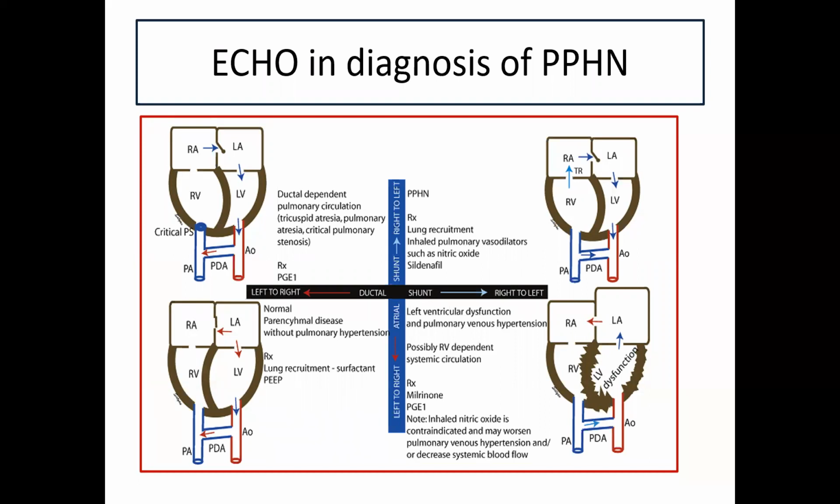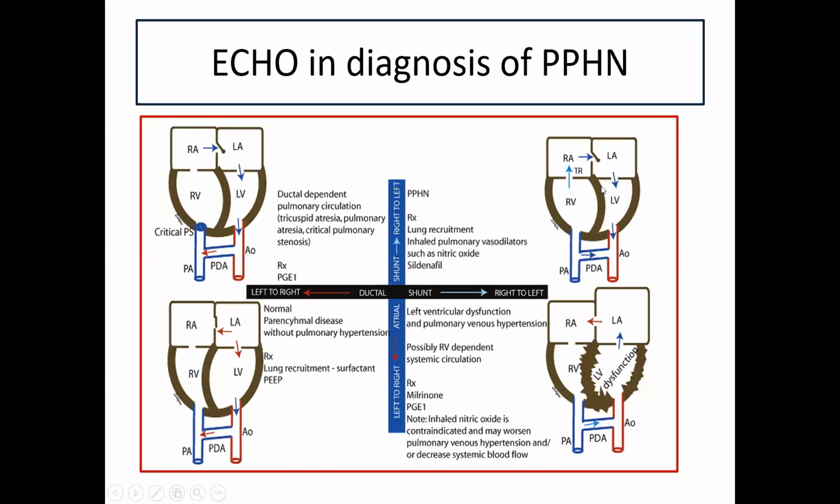But most of us would be able to appreciate the direction of shunt across the atria, the atrial septal defect or the PFO, and across the PDA. So this information can itself be of great help. And as we can see in these 4 figures, and we'll go through them, it can give us a very important clue about what may be the likely etiology for the hypoxia that we are dealing with.